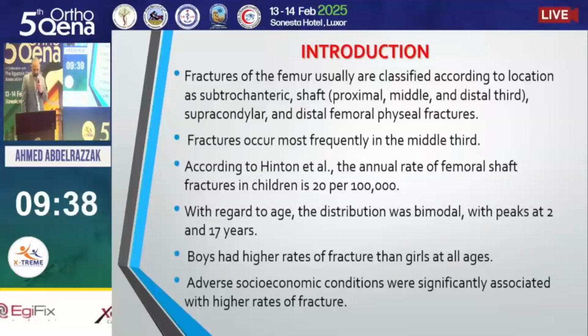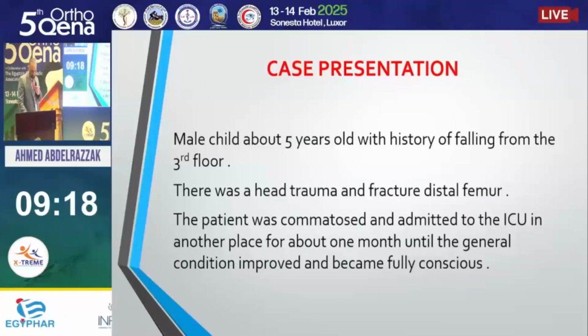According to Hinton et al., the annual rate of femoral fractures in children is 20 per 100,000. With regard to age, the distribution was bimodal, with peaks at 2 and 17 years. Boys had higher rates of fractures than girls in all ages.